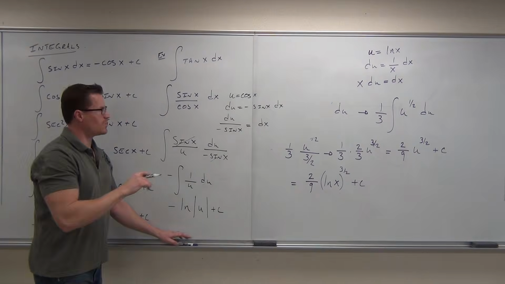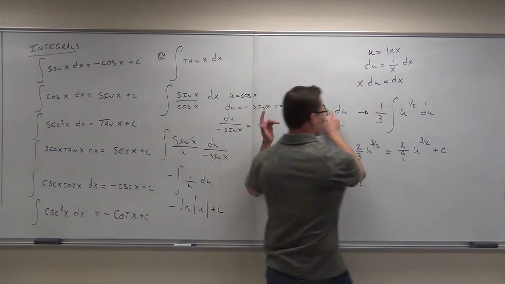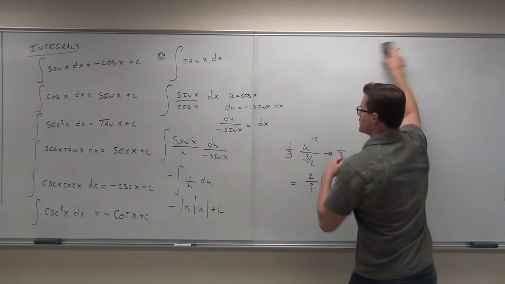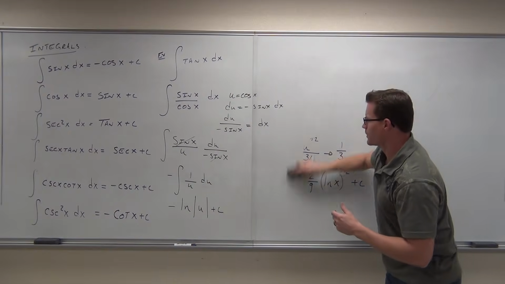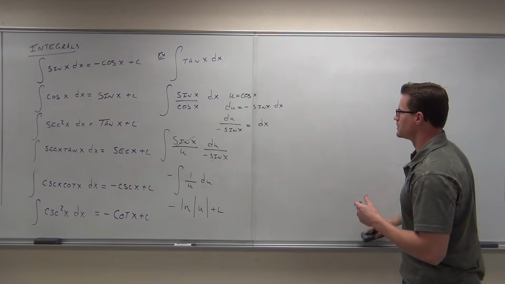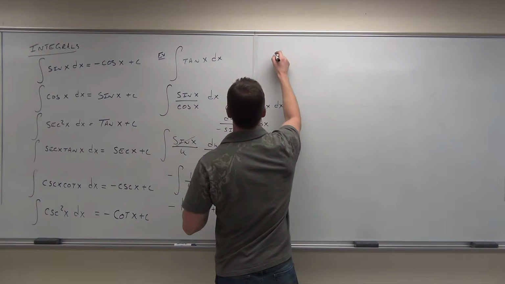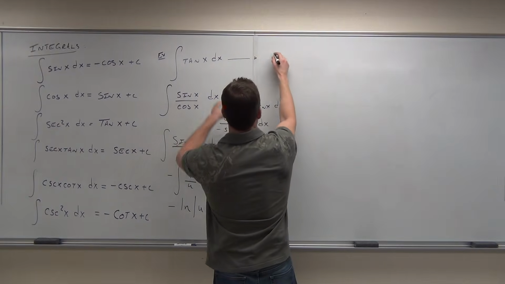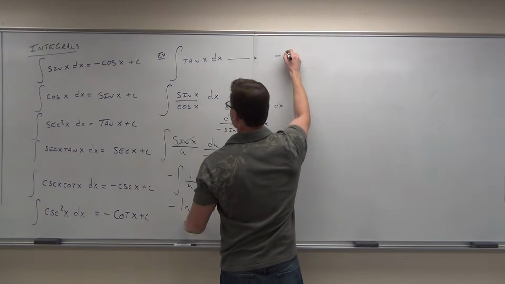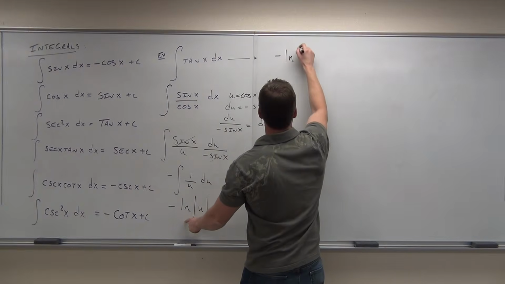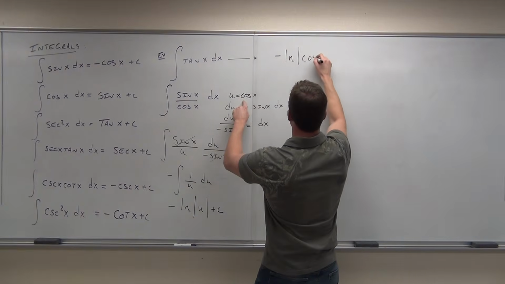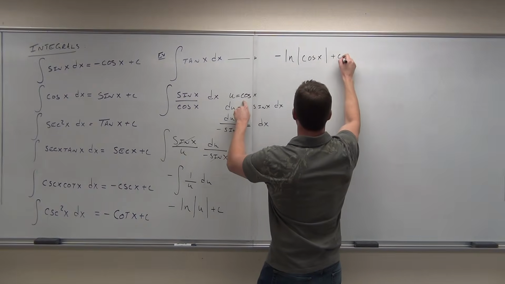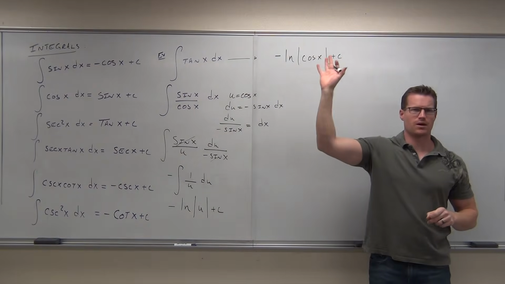Okay, that's cool. We're almost done. Let's go one more step. I think someone else said that already. You can't just leave it in terms of u. What are we going to put in place of our u? Cosine. So this equals, I'm going to go right over here so it looks better, negative ln absolute value cosine x plus c. Show of hands if you feel okay with that one.